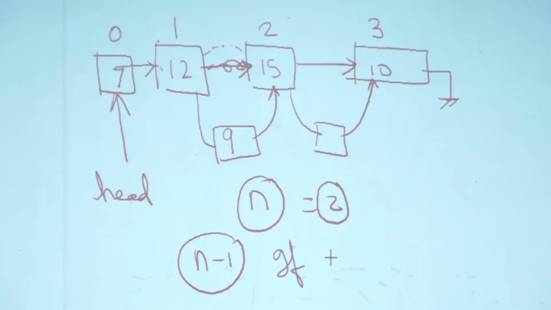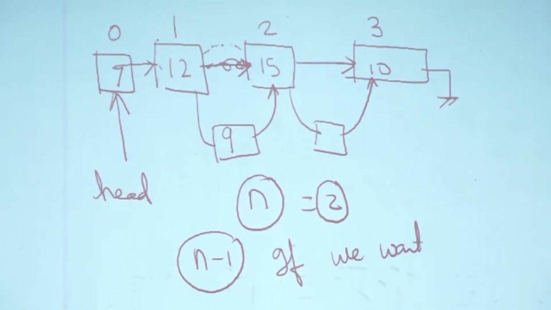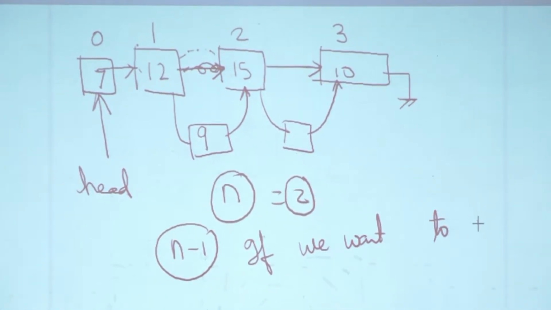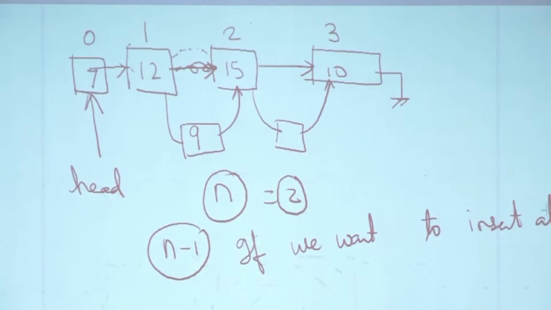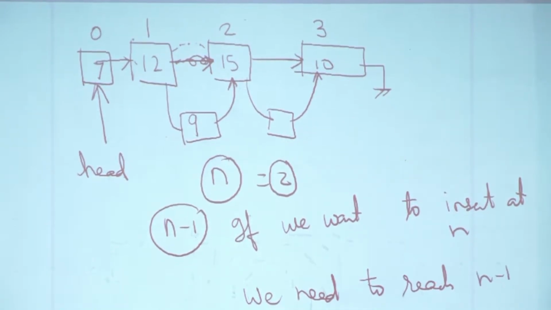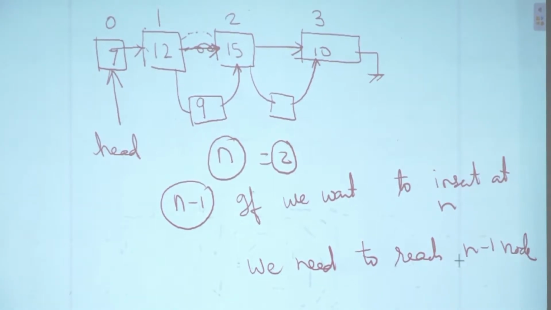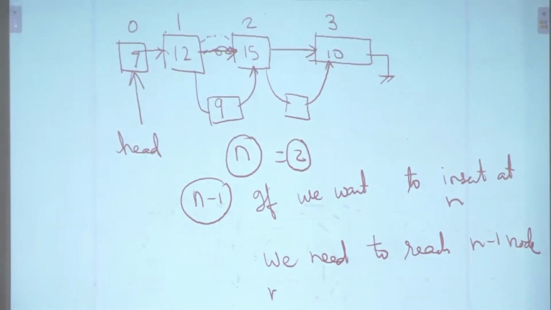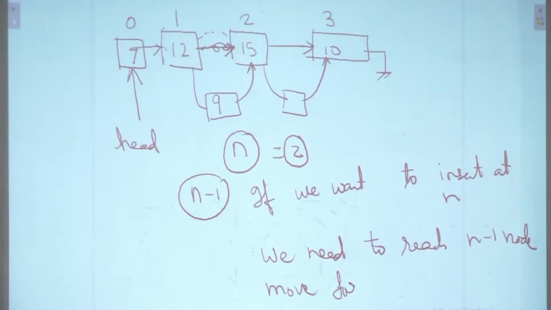If we want to insert at n, we need to reach the n minus 1th node, and to reach the n minus 1th node, you have to move forward n minus 1 times. Okay. So that is what you have to do. So this is what is going to be our logic for writing a function insert node.